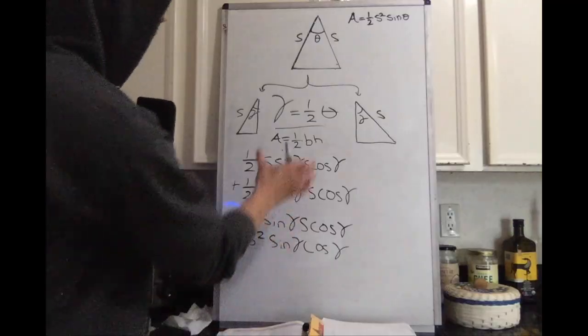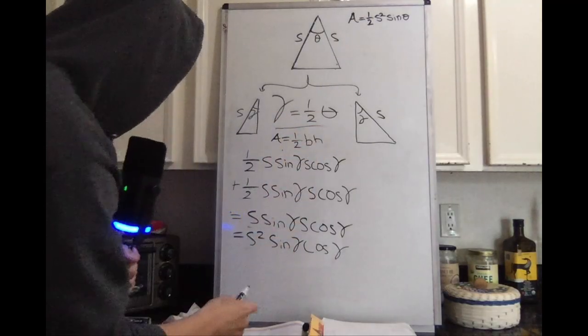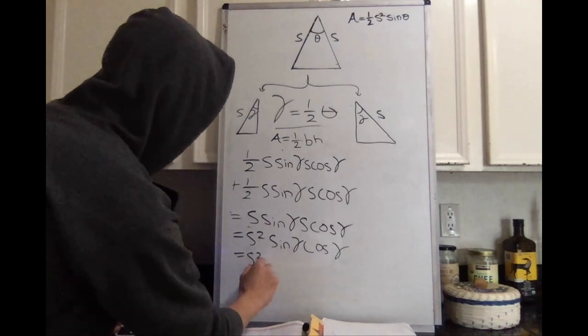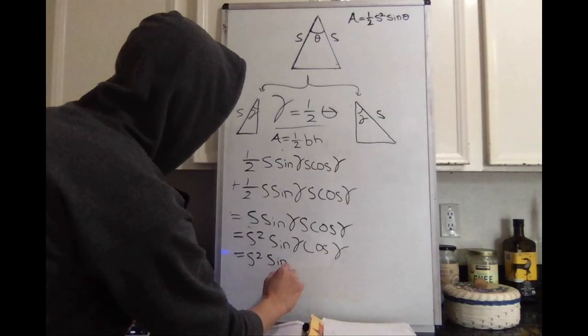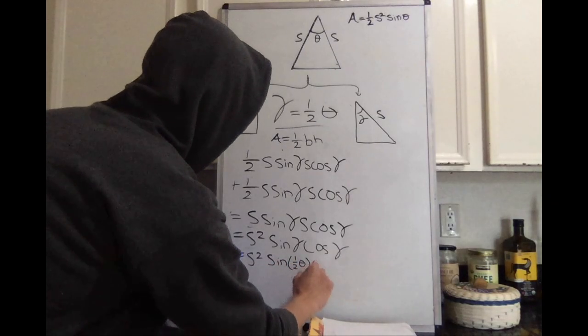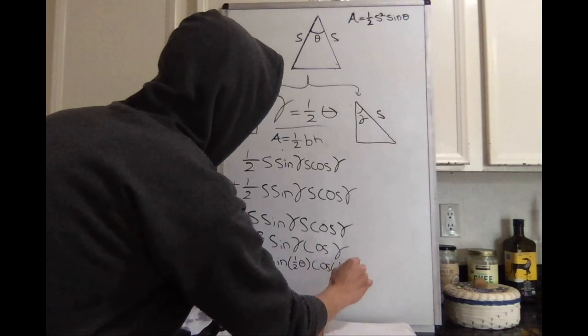Here's where we use our definition of gamma. Remember that gamma is 1/2 times theta. So we can write this as s squared sine of 1/2 theta times the cosine of 1/2 theta.